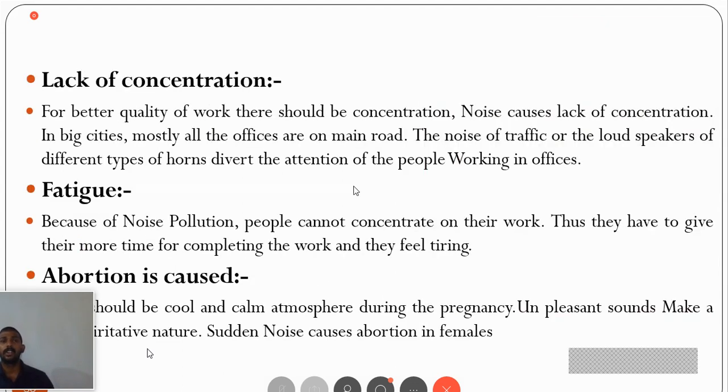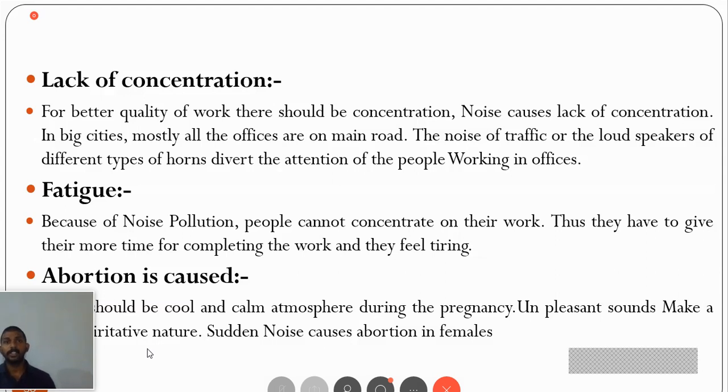And this is lack of concentration. Just think that if our office is situated near the roadside or the city, the people's concentration will be less compared to a comfort zone where there is no disturbance from vehicles. So the concentration will get reduced. Next is fatigue. Fatigue means we are getting tired. If noise pollution is high, we may not be able to concentrate on our work.